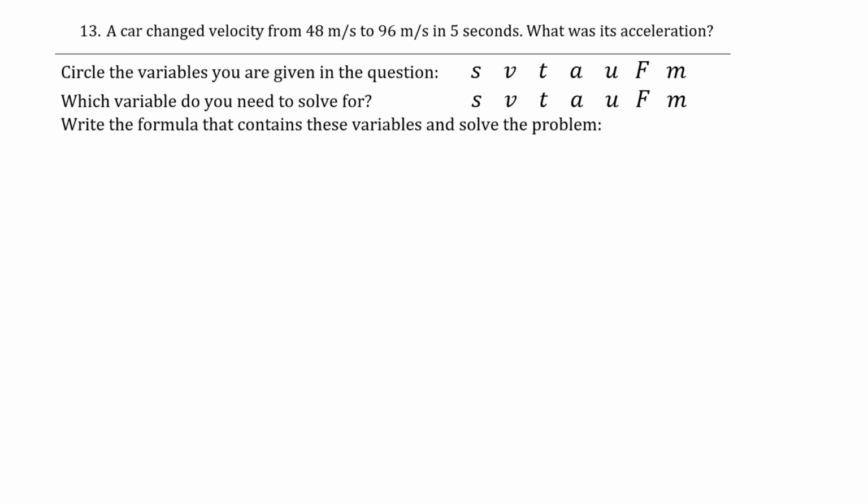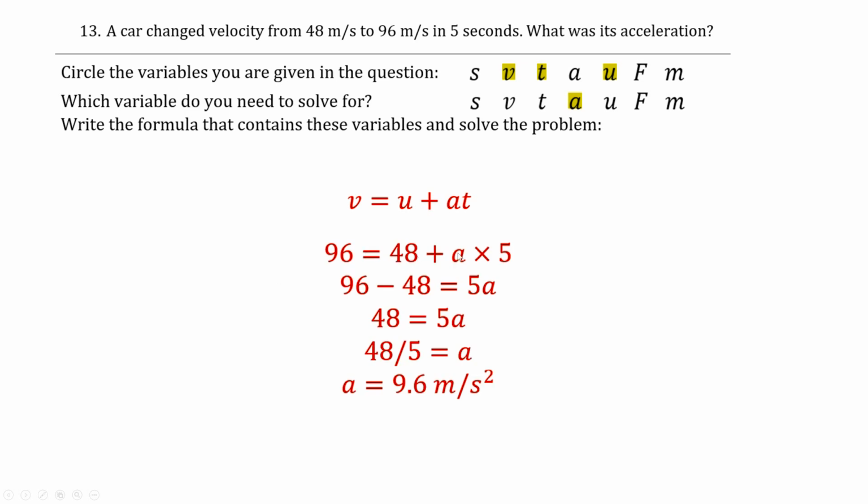Question 13, a car changed velocity from 48 meters a second to 96 meters a second in 5 seconds. What was its acceleration? Let's have a look. Our variables, the ones that we have, need to find acceleration. Velocity, time, initial velocity is what we have. Again, V equals u plus at. 9.6 meters a second squared. That's a pretty impressive acceleration.